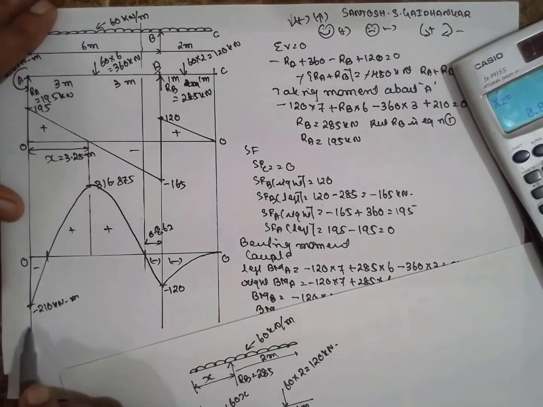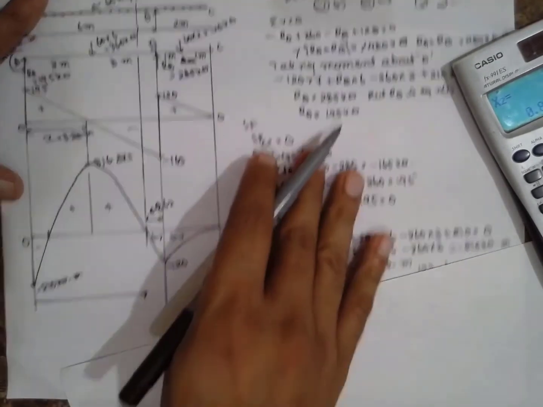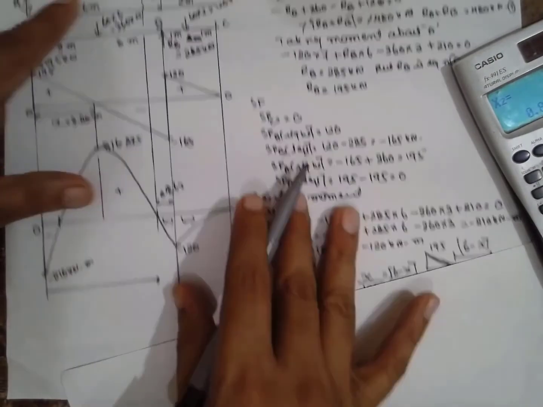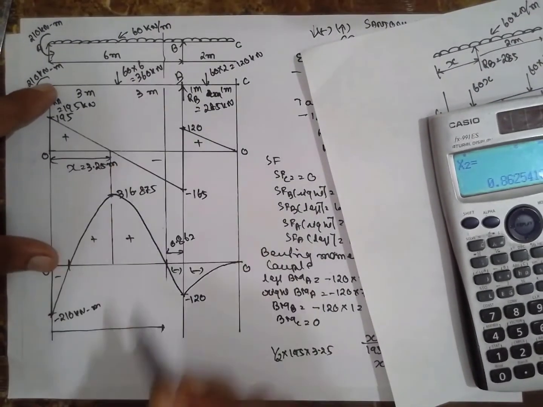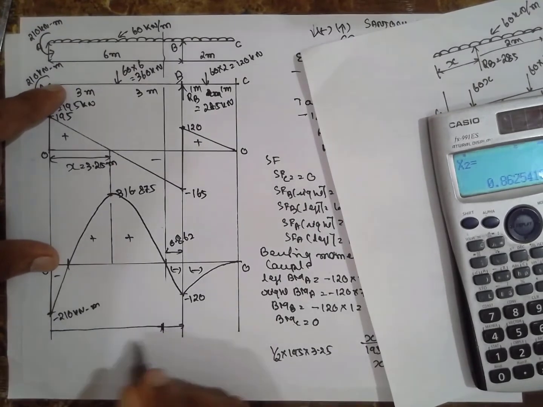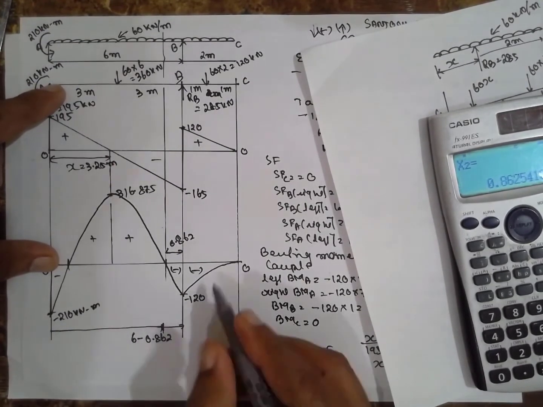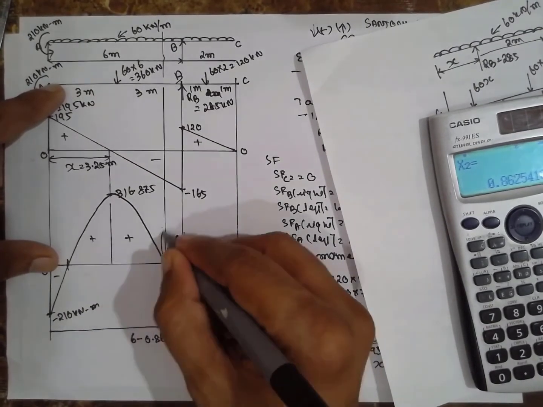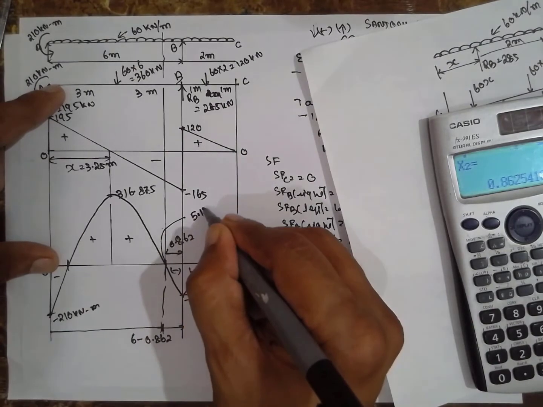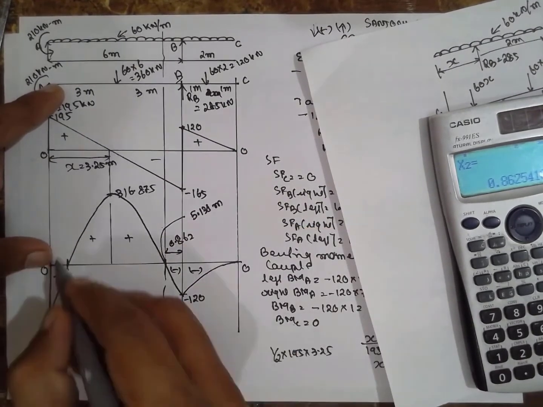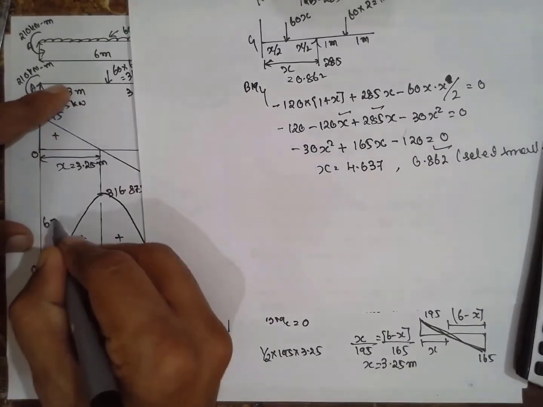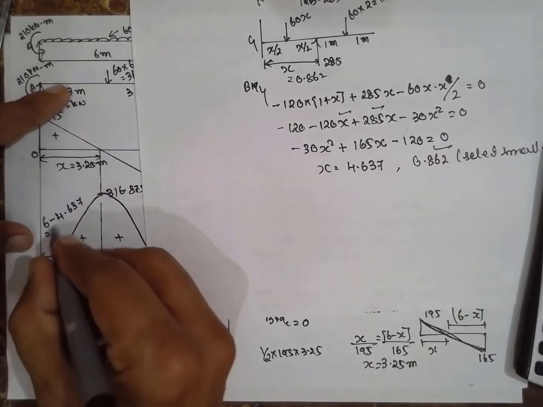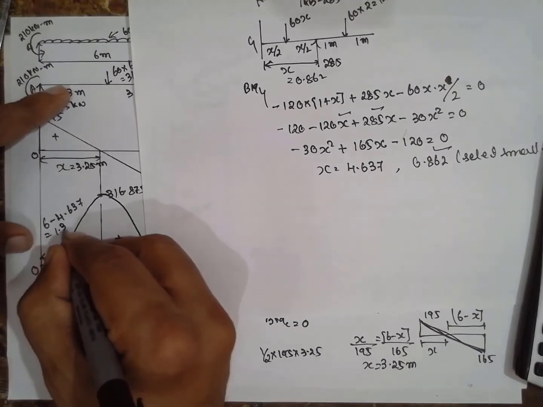Now the value of X is nothing but here 0.862. If you measure the distance from this part to this part, the total length is 6 meter. Now you can deduct this part in order to obtain 6 minus 0.862. The obtained value will be 5.138 meter. Now we have to find out this part. We got one more value here, 4.637. You have to deduct with this value. 6 minus 4.637, you will get the value 1.36 meter.